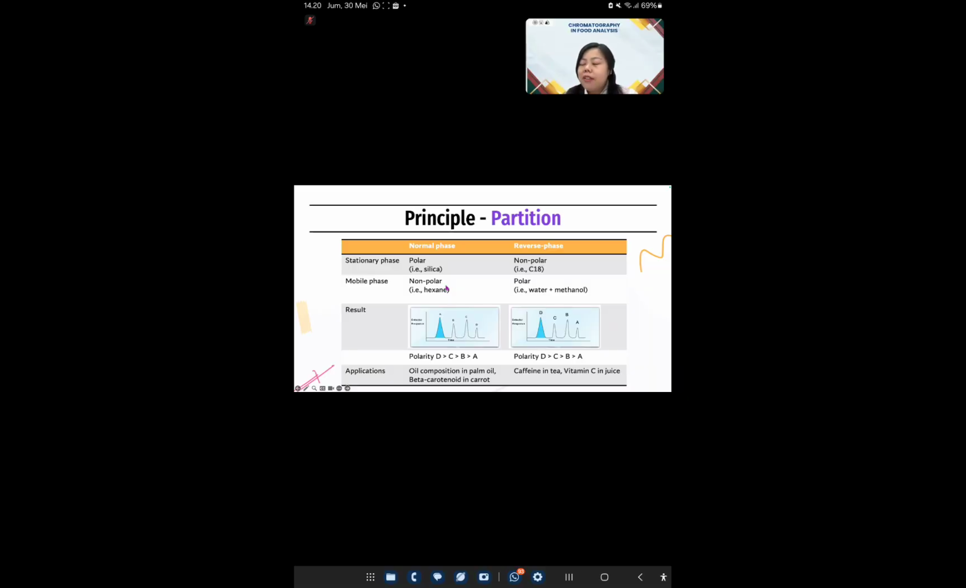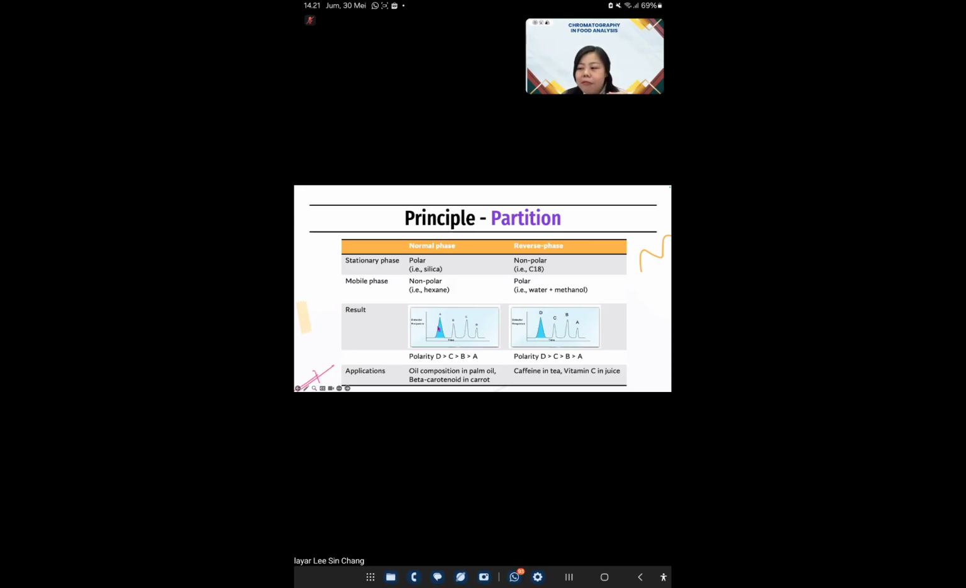The difference between normal phase and reverse phase is that for normal phase, your stationary phase is polar, but the mobile phase is non-polar. For reverse phase, your stationary phase is non-polar, but the mobile phase is polar. To cut it short, you just look at the result here. For the normal phase, the mobile phase is non-polar, meaning the compound that is non-polar will go out first. So you can see that A will come out first, followed by B, followed by C, followed by D.